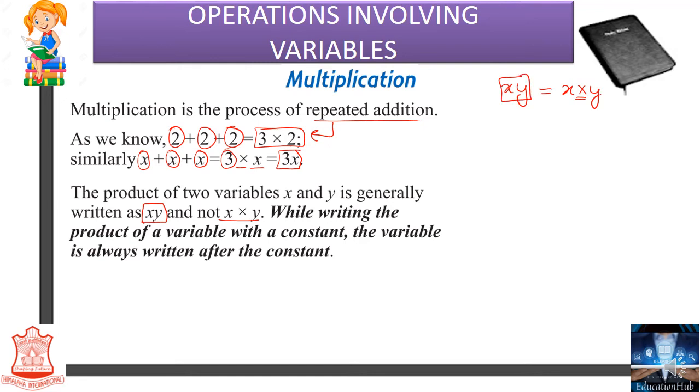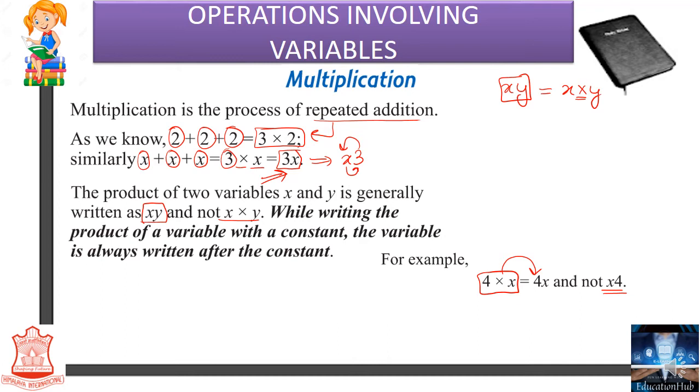While writing the product of a variable with a constant, the variable is always written after the constant. That means we wrote 3x and not x3, because in mathematics we always write the constant first and the variable later. That is why we wrote 3x, not x3. For example, 4 times x is 4x and not x4.